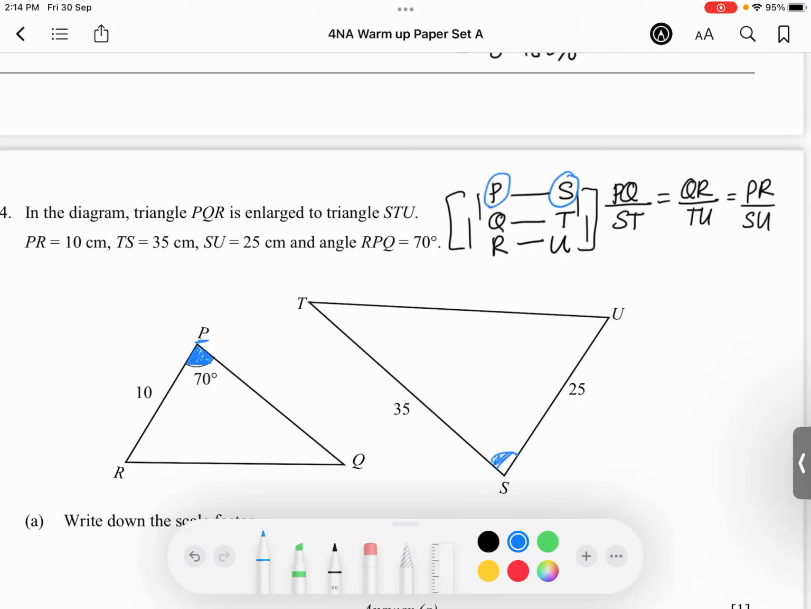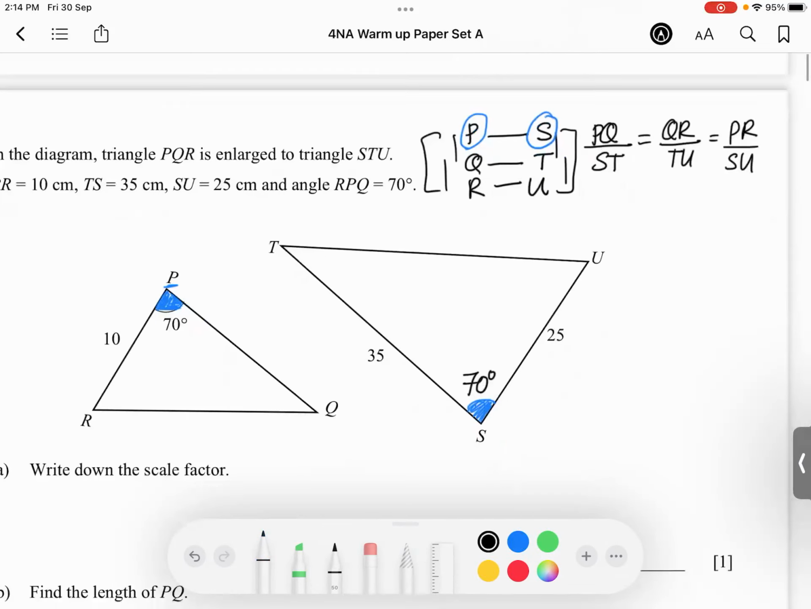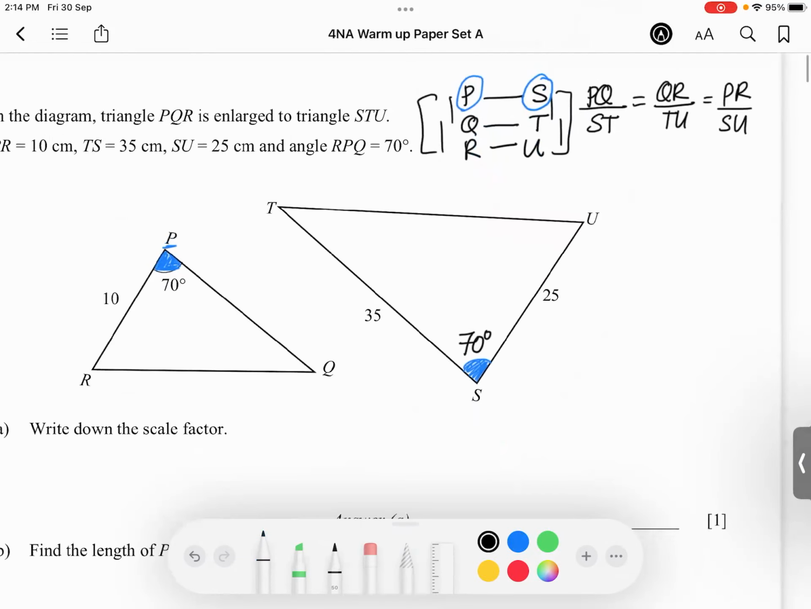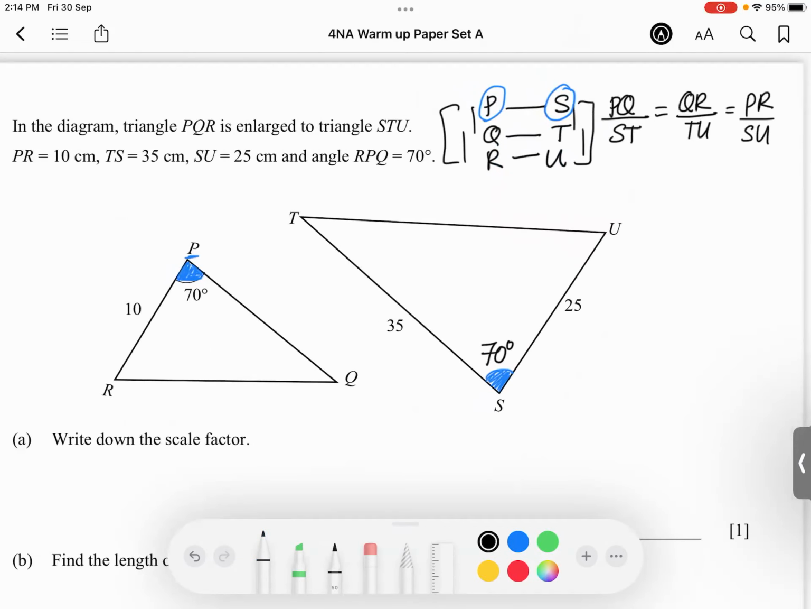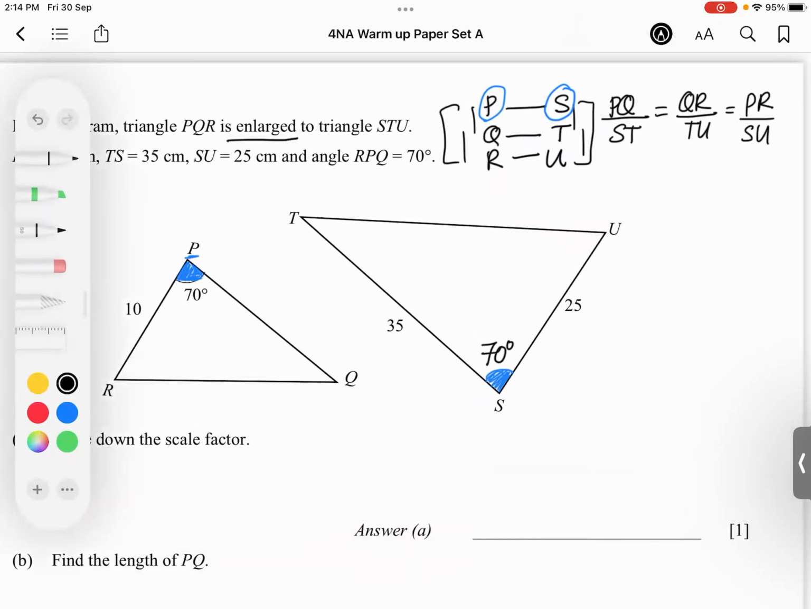So this angle here will also be 70 degrees. Correct. So in this case, we make sure we have the following things that we know. Next thing in question, write down the scale factor. We are talking about an enlargement.